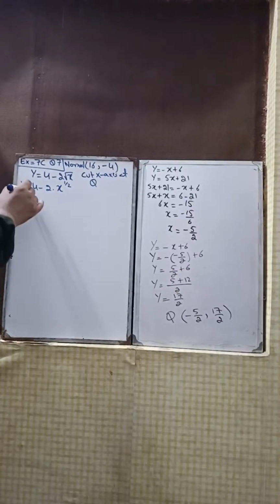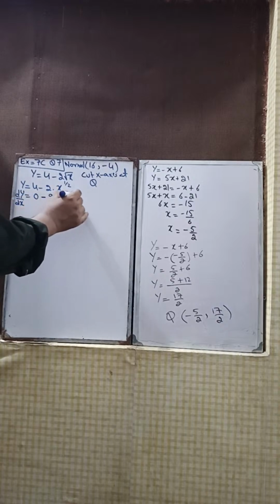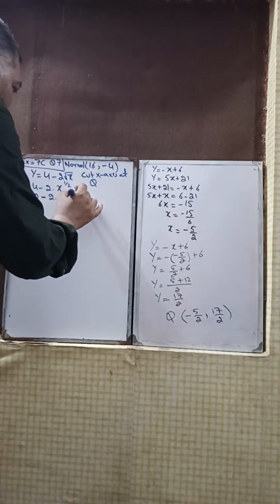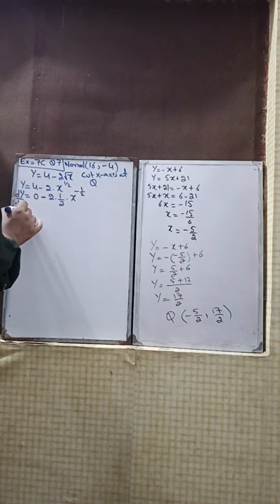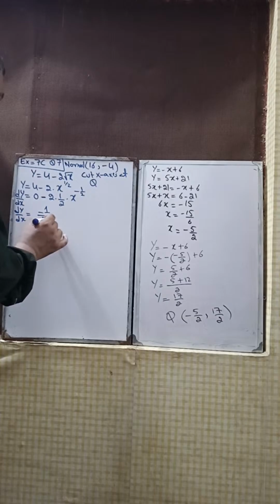So the derivative of 4 is 0. So dy by dx will be equal to, this is 2, the 1 by 2 will come beside x. When you decrease the power 1 by 2 by 1, it will become minus 1 by 2. So dy by dx will be equal to, the 2 cancels, so minus 1 divided by under root x.